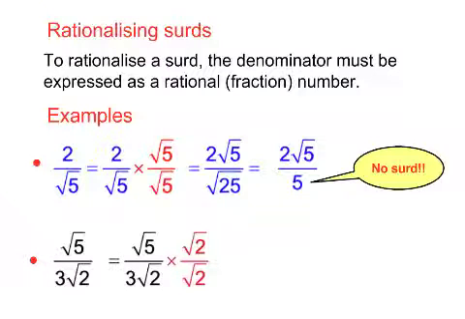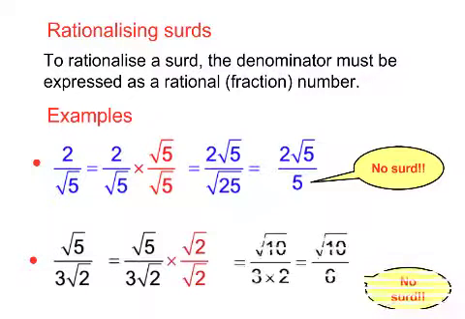Similarly, here we have surds top and bottom, but the purpose here is to try and get rid of the root 2 in the denominator. So we do as before by multiplying both top and bottom by root 2 over root 2, which gives us root 10 on the top. Root 2 times root 2 on the bottom is 2, times 3, which gives us 6 on the bottom. Again, notice in both examples here that there are no surds in the denominator. That's rationalizing surds.